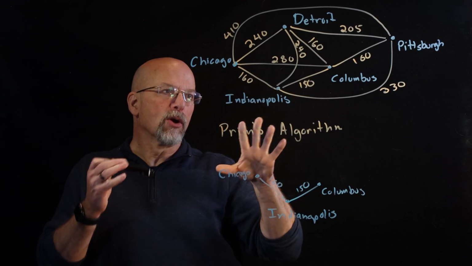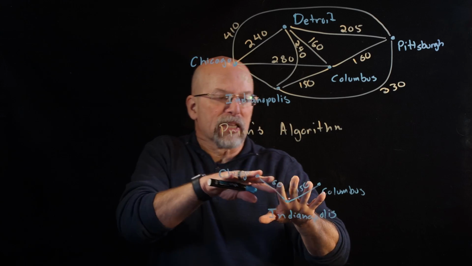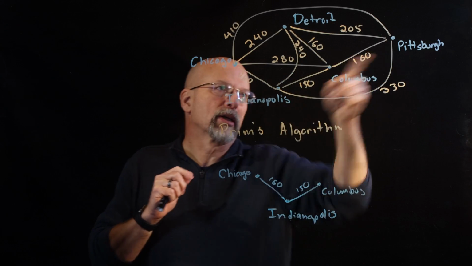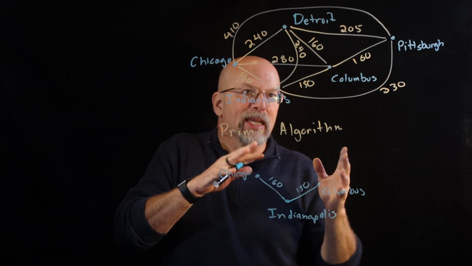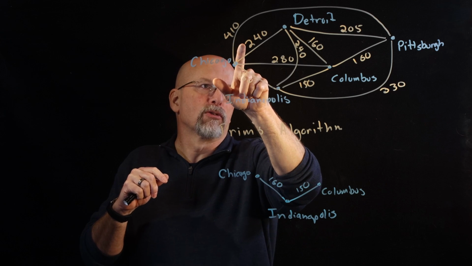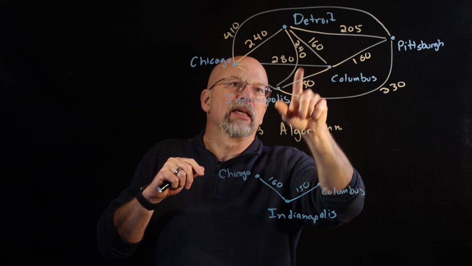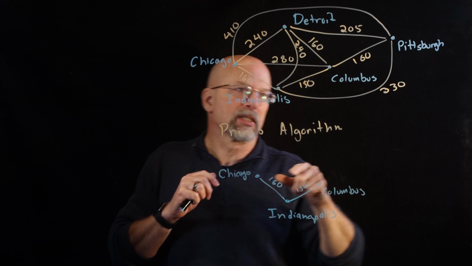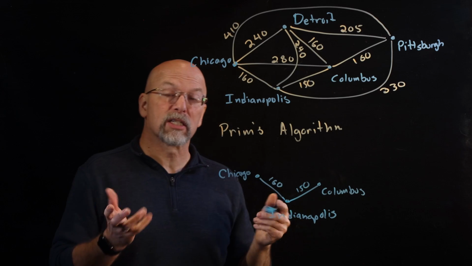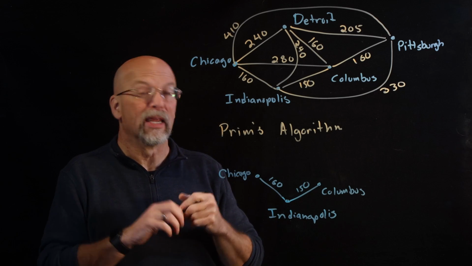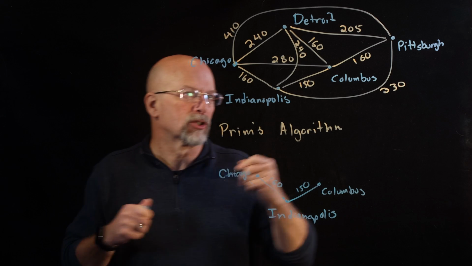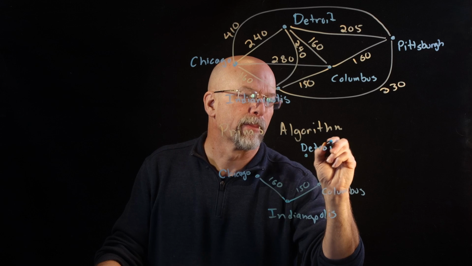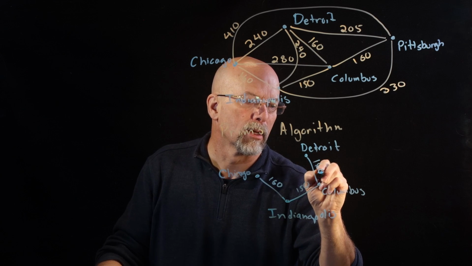Now, I've got 3 nodes in my tree. I need to take a look at all the connections from those 3 nodes to the unconnected nodes, Detroit and Pittsburgh, to see which one is the least. So we've got 410, 240, 240, 330, and we've got 160 and 160. So it looks like it's either one of the 160s. Turns out we can pick whichever one we want. It still is going to give us a minimum spanning tree. So let's go ahead and pick the 160 going to Detroit. All right. There you go.